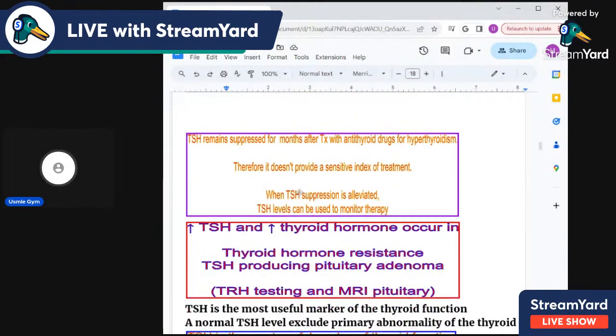Then what's the effect of antithyroid drugs on the TSH? TSH remains suppressed for months with treatment with antithyroid drugs. Therefore, it doesn't provide a sensitive index of the treatment. Only when TSH suppression is alleviated can TSH levels be used to monitor the therapy.